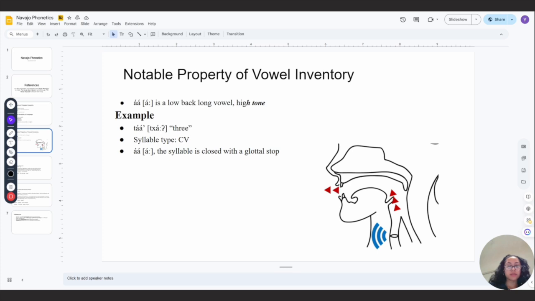It is a low back vowel with a high tone. So for three, it would be ta. The syllable type is CV, and the syllable is also closed with a glottal stop.